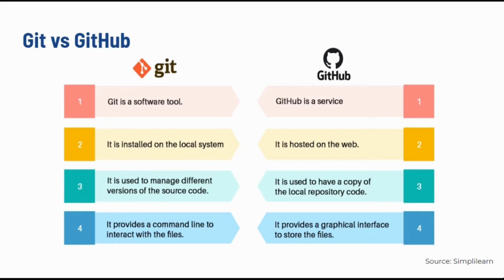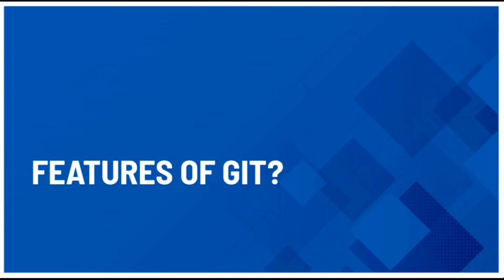Git provides a command line interface tool that allows you to interact with your files, whereas GitHub has a graphical interface that allows you to check in and check out the files. Now that we have understood what Git is, let's learn some of the Git features.